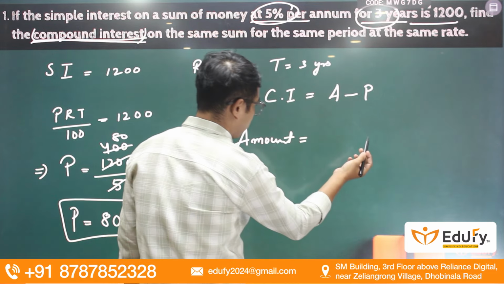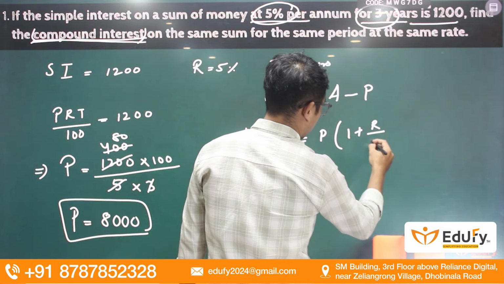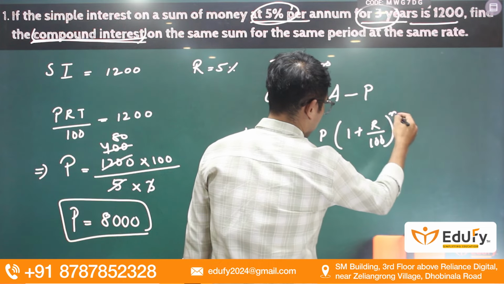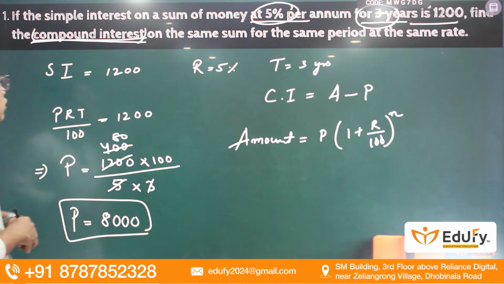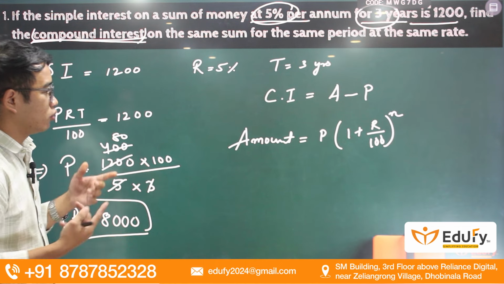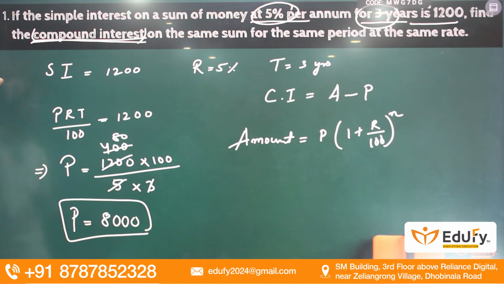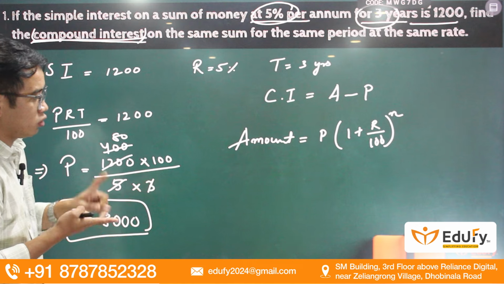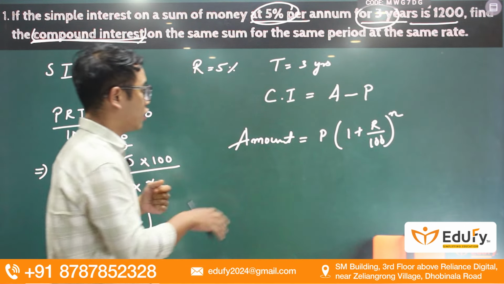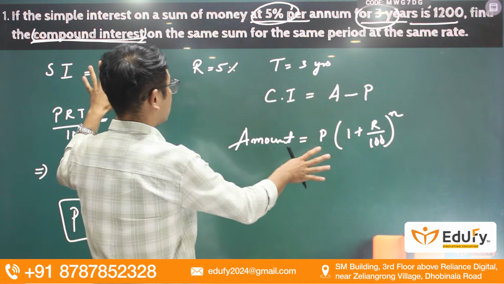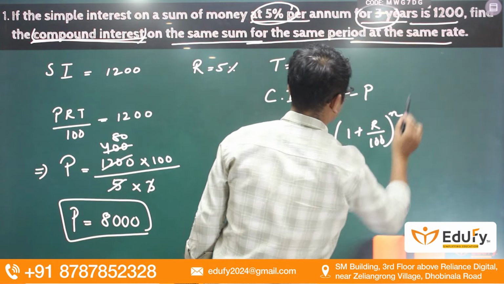So the amount formula is principal times (1 plus R by 100) to the power N. Now whenever we are doing compound interest, the question tells us about compounded annually, half yearly, or quarterly. In this one, they have not mentioned anything about half yearly or quarterly. Whenever that's the case, we always take it annually, right? So now your principal will be the same as this. Your rate is the same because they have said the same sum for the same period at the same rate.